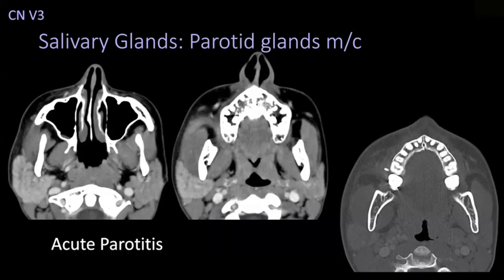V3 also receives sensory innervation from the salivary glands, and so pathology of these structures can cause referred otalgia, and this is most commonly seen from the parotid glands. Here we have a patient with right-sided parotitis, and we can see hyperenhancement and enlargement of the right parotid gland with dilatation and inflammation of the parotid duct due to an obstructing stone in the distal duct.